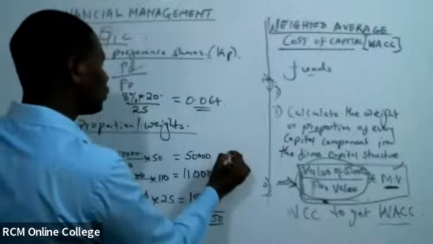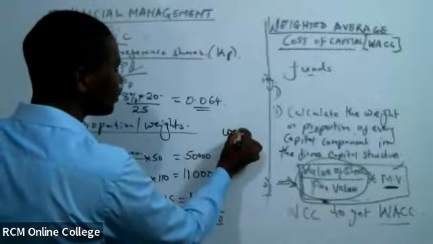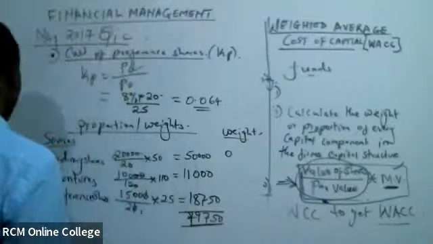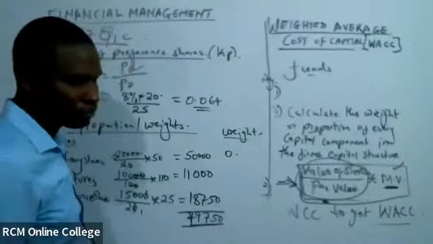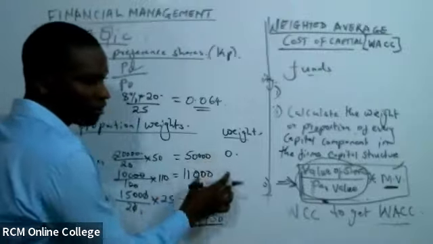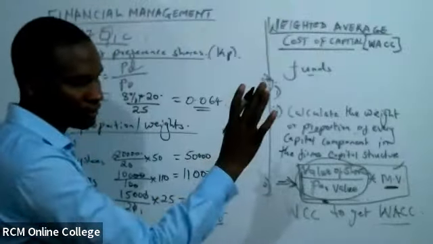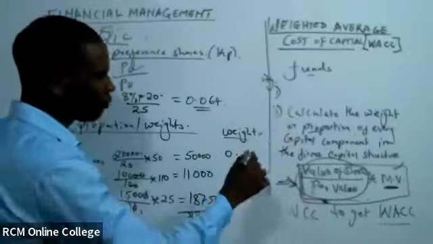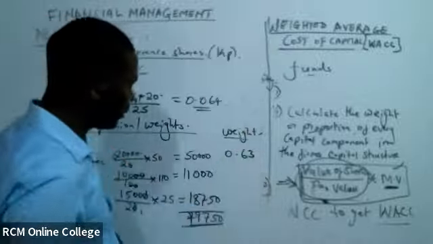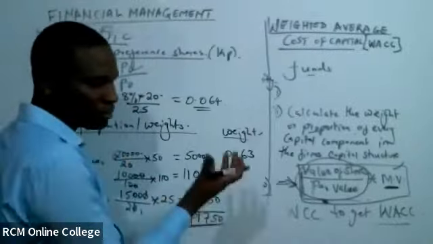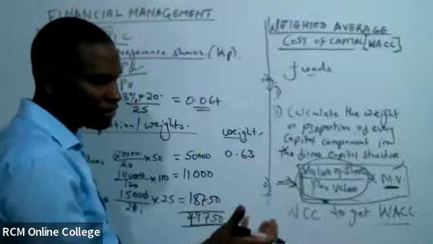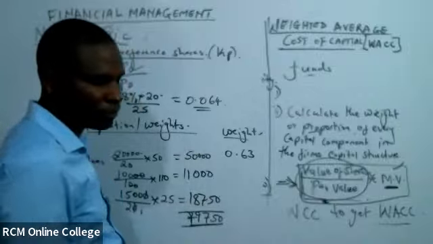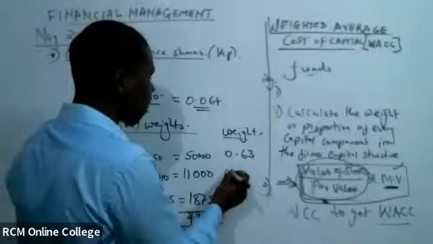Let's use decimal points. These are the weights now. What will the first weight be? It will be 50,000 divided by the whole, to 2 decimal places. That is the proportion: 0.63. Let's go to the second: 11,000 divided by the whole. That is the weight of that security, the weight of that item.